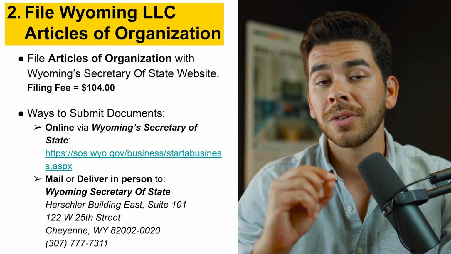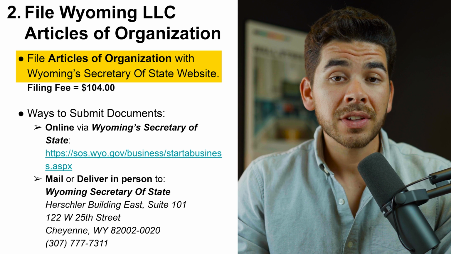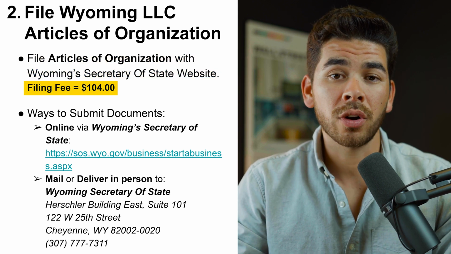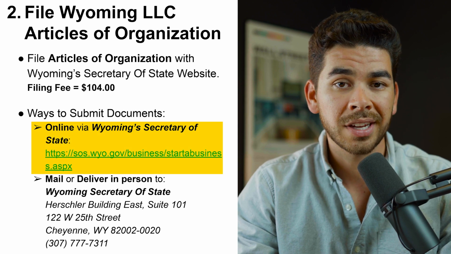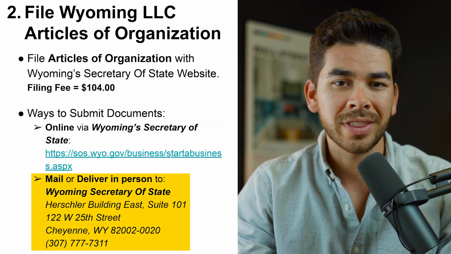Now, step number 2 is to file your Wyoming LLC Articles of Organization. Now, you can file this Articles of Organization on the Secretary of State website, and it's $104 to file this, and it's a one-time fee. Now, to do this, you can either go to the website listed here to submit your application online, or you can mail in or deliver in person to the address listed here.